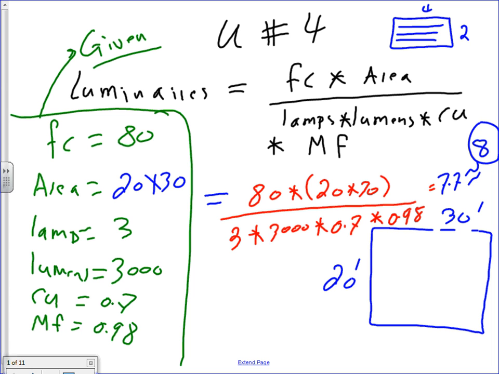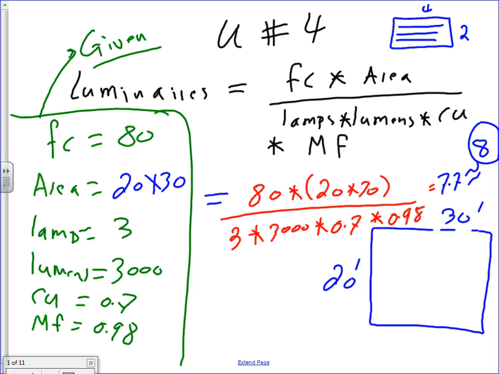How many lumens coming out of each one of these lamps? Given: 3. So I decide, this is the IES file. I'm giving you the IES file here. 3,000 lumens. CU. Now CU, don't ask me too much about it. It's called coefficient of utilization. This is a function of the area. Ignore that one. It's just given. Let's think of it as efficiency. I'm giving you the CU as 0.7, given. Later on, we're going to calculate it.